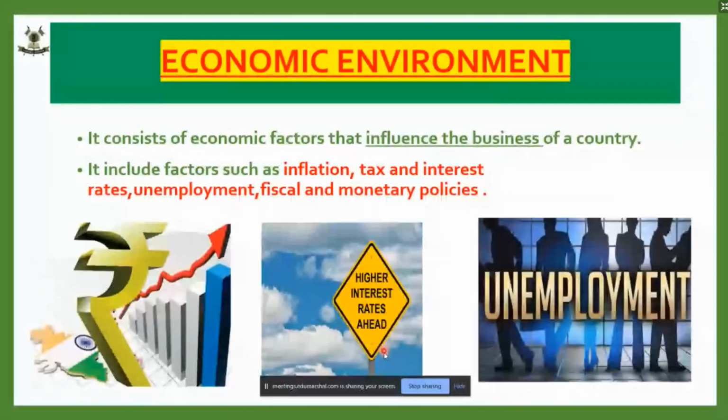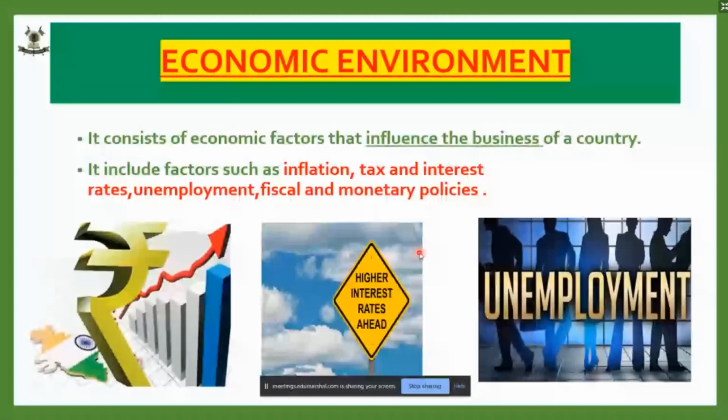Or it is unemployment. So these words, the words themselves, belong to the economic environment. These are the economic factors. These are the economic terminologies. If these terms are coming up, that is, the business is suffering, employment levels are reducing, or the tax rate is increasing, then we say that there is a change in the economic environment.